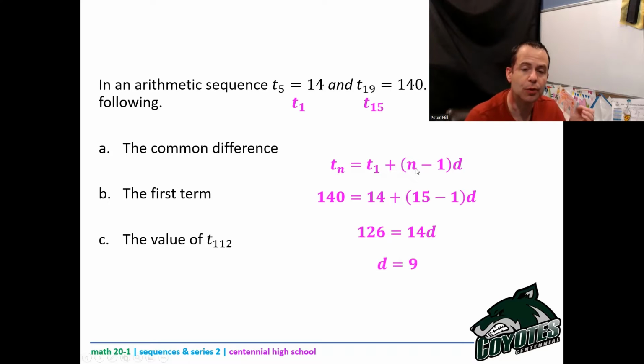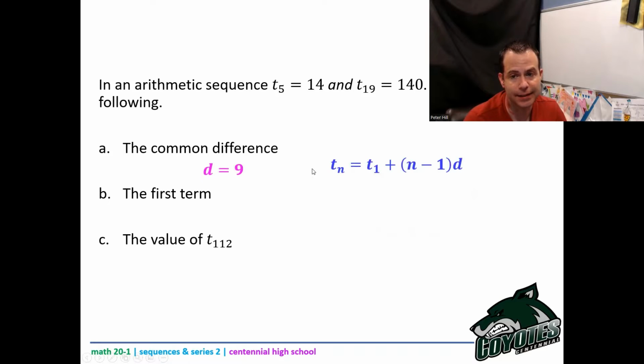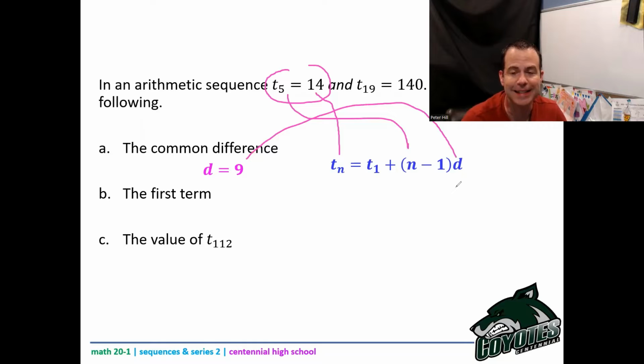Now that I know that 9 is the common difference, I'm not going to use this as t of 1 anymore. I'm going to go back to the reality of it being t of 5. So I know that d is 9. Now I want the first term. It doesn't matter which one I use, but I'm going to use this one. I'm going to plug 5 in for n and 14 in for t of n, and I know that my d is 9.